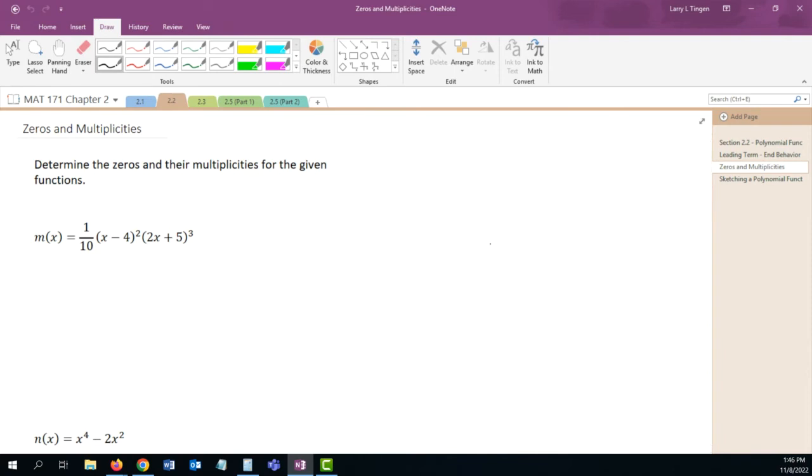So what's next? Determine the zeros and the multiplicities for the given functions. I've got m of x is equal to 1/10 times quantity x minus 4 squared times quantity 2x plus 5, quantity cubed. What are the factors of this problem? 1/10 is a factor. x minus 4 squared is a factor. And then 2x plus 5 cubed is a factor.